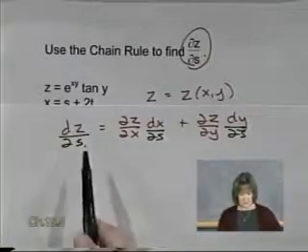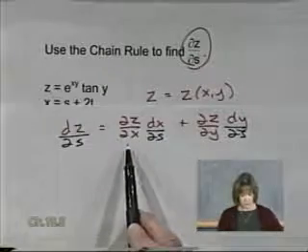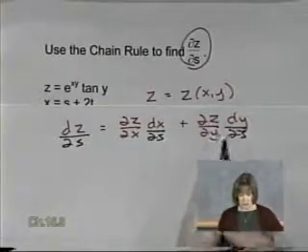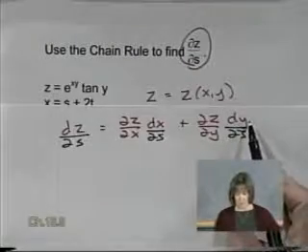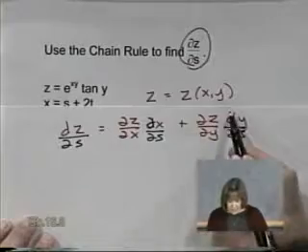So our partial of z with respect to s is going to equal the partial of z with respect to x times the partial of x with respect to s plus the partial of z with respect to y times the partial of y with respect to s. Now these are partials here, not d's.